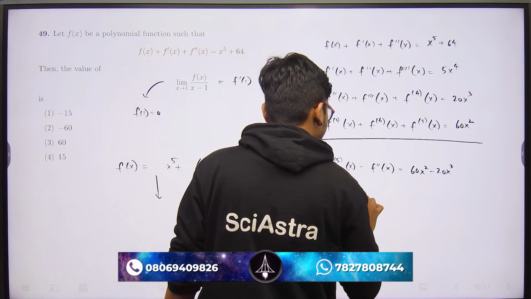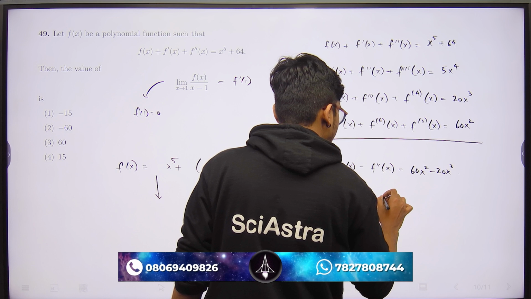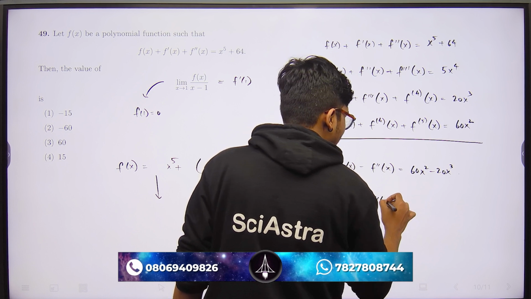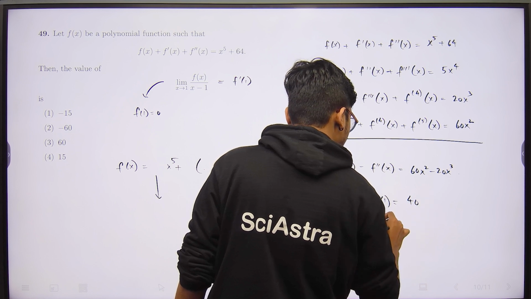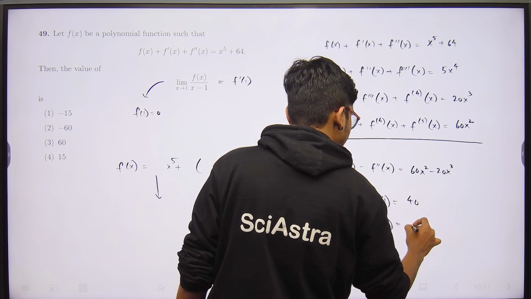So this is 120. So this minus f''(x), तो यहाँ पे x equal to 1 डाल देते हैं। So this should be equal to 60 minus 20, which is 40, which means f''(1) is equal to nothing but 80.